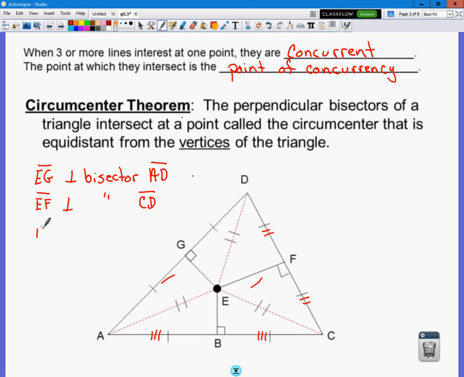And what is EB? It's a perpendicular bisector to AC. E is that point of concurrency of the 3 perpendicular bisectors. E is the circumcenter.